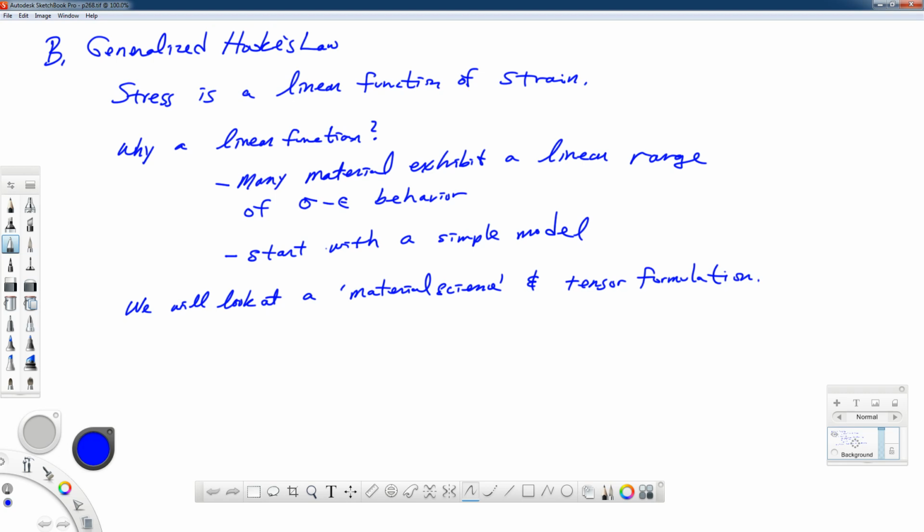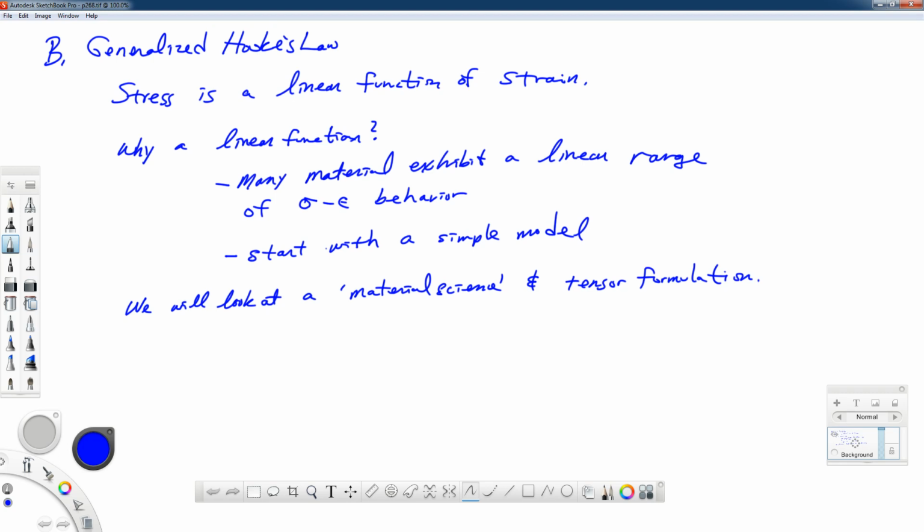Alright, so in generalized Hooke's law, the basic idea is that stress is a linear function of strain. Well, why would we want to choose it to be a linear function? Well, there's a couple good reasons. Many of the materials that are important in engineering exhibit a linear range of stress-strain behavior, like our steels, our aluminums, our metals, and many other useful materials. And if we're going to start with something, let's start with something that's relatively simple instead of going into the most complicated aspects of everything.